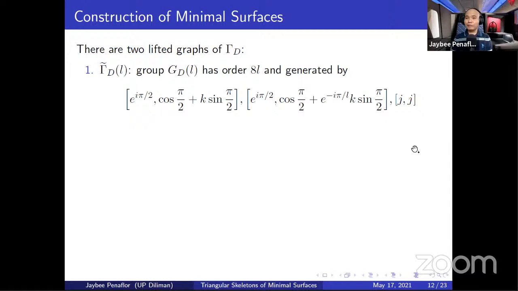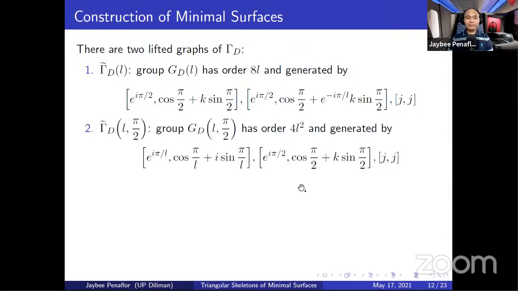Notice that these three reflections are actually in SO(4). All three reflections are elements of SO(4). The second lifted graph is dependent on both the length L and pi over 2. It generates the group G of D having an order of L squared. The generators are indicated here.